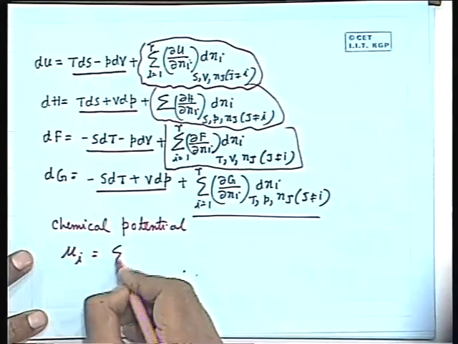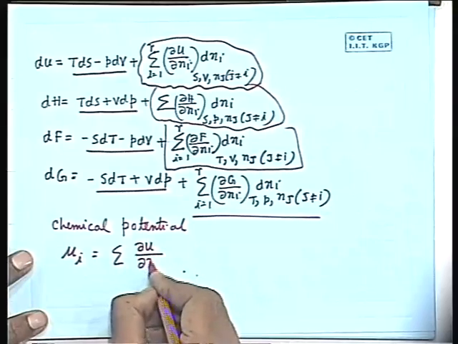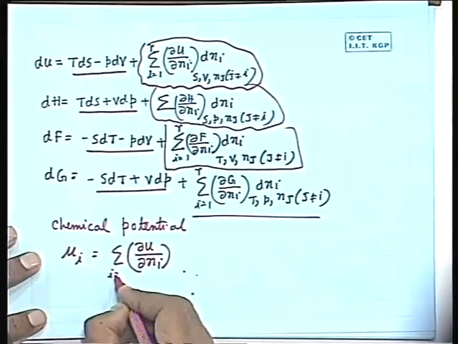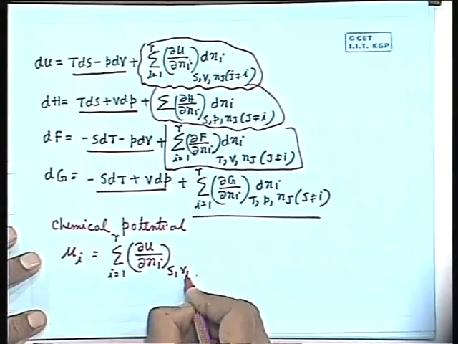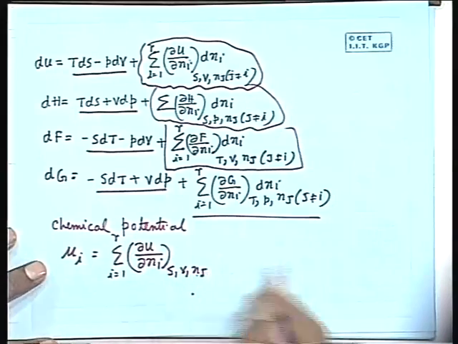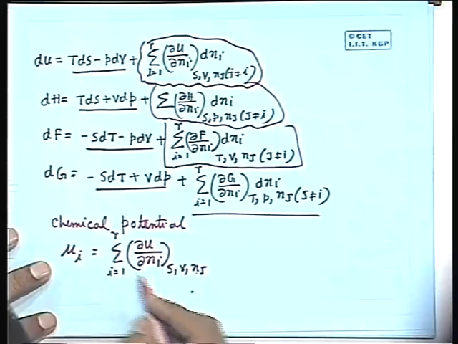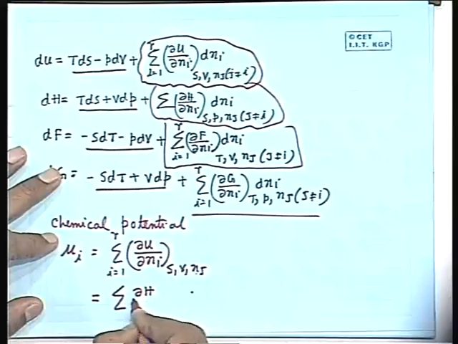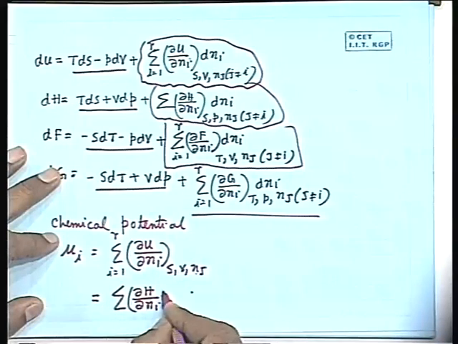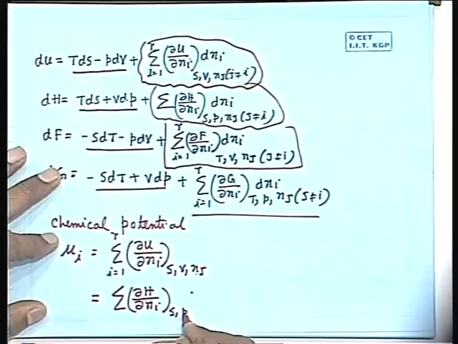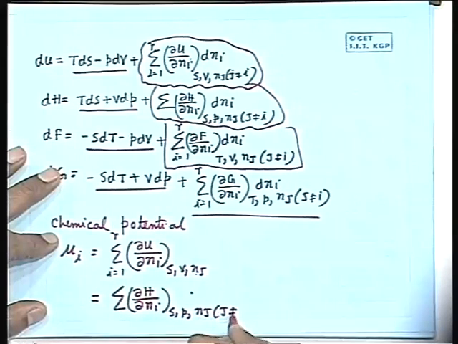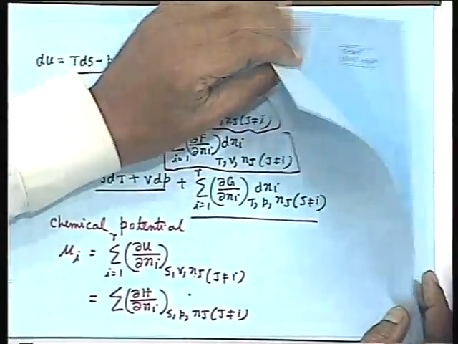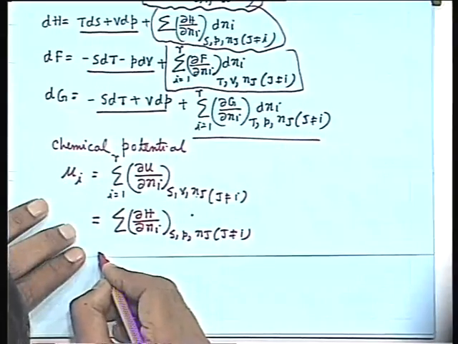That means it is defined either as del U del n i, at constant S, V, n j, for j not equal to i, or by any one of these chemical potentials, may be defined by this one, del H, any one of these can be the definition of the chemical potential depending upon the cases. n j, j not equal to i.